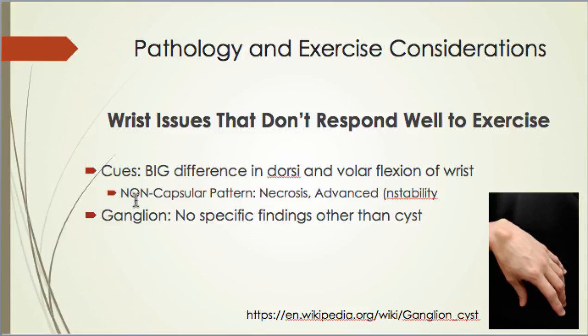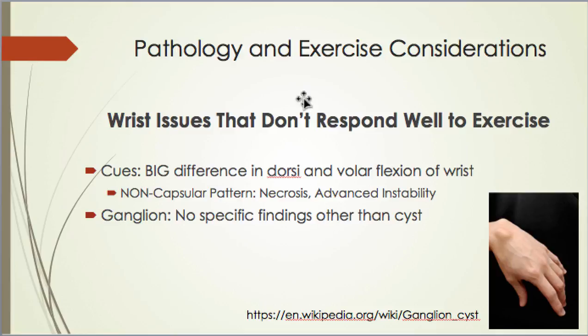We're going to talk a lot about this in kinesiology, the capsular patterns of joints. What that means is if there's a general capsular problem, in other words, just general stiffness, there's a particular pattern in which that stiffness takes place. This is a non-capsular pattern, where there's a big difference between flexing and extending the wrist. That tells us there's some big problem, all right? And that's typically in the wrist going to be something like necrosis of the lunate or the scaphoid, or advanced instability. And I'll show you a picture of that in a little bit.